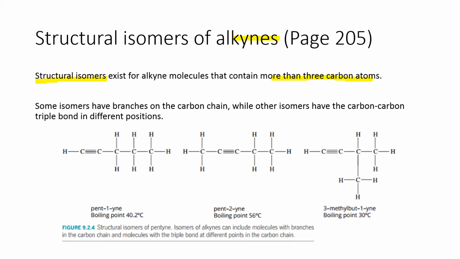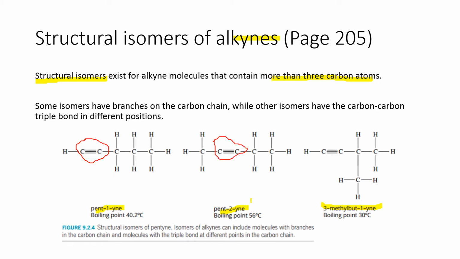Some isomers have branches on the carbon chain, while other isomers have the carbon-carbon triple bond in different positions. So you have pent-1-yne, you have pent-2-yne, and you have 3-methylbut-1-yne. The difference, as you can see, is that the triple bond is in a different location. If it's pent-1-yne, the triple bond is on the first carbon, as you can see based on what I've circled. If it's pent-2-yne, the triple bond is on the second carbon.